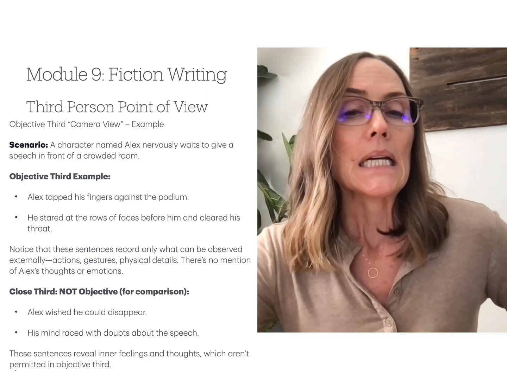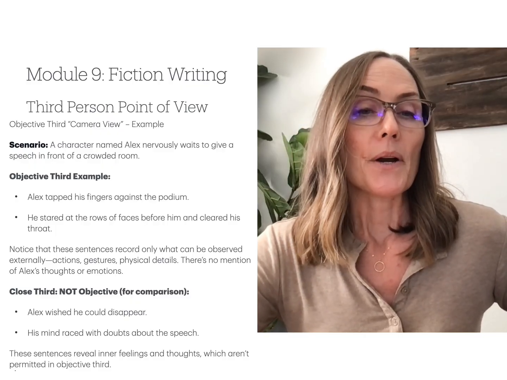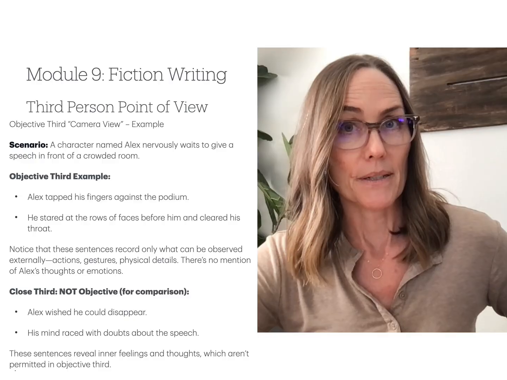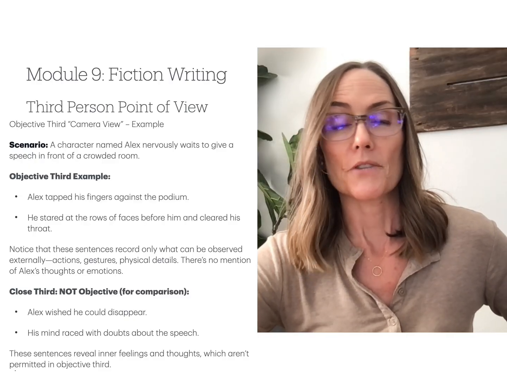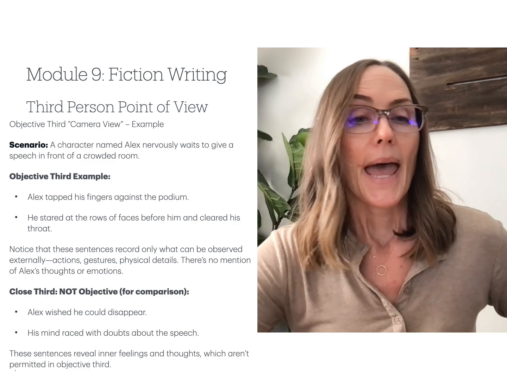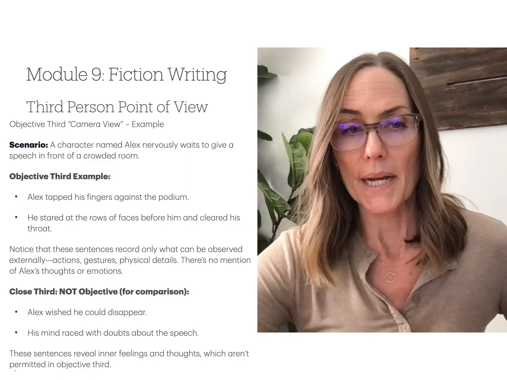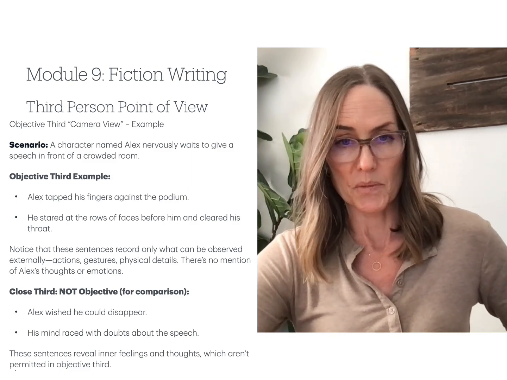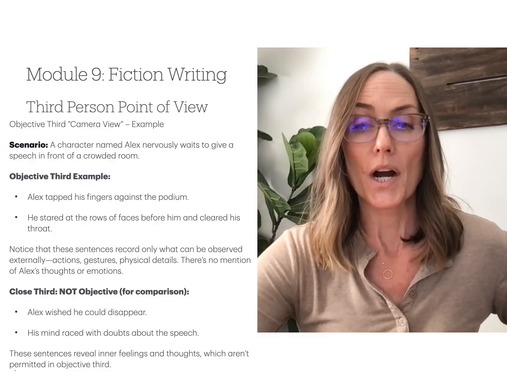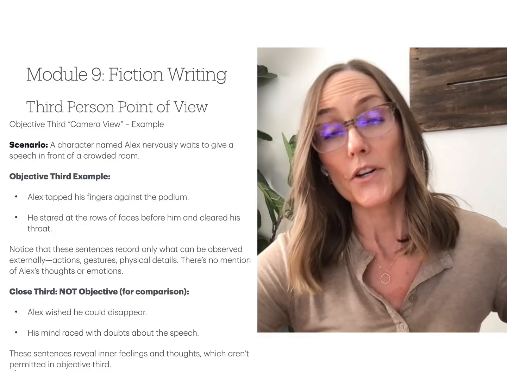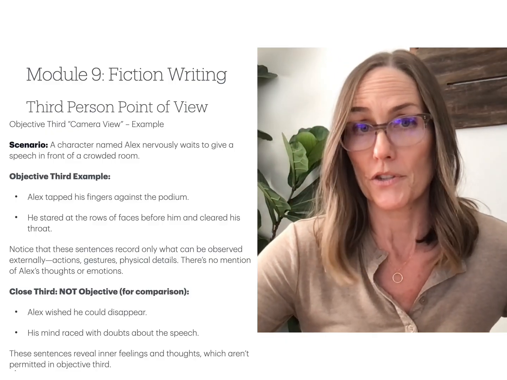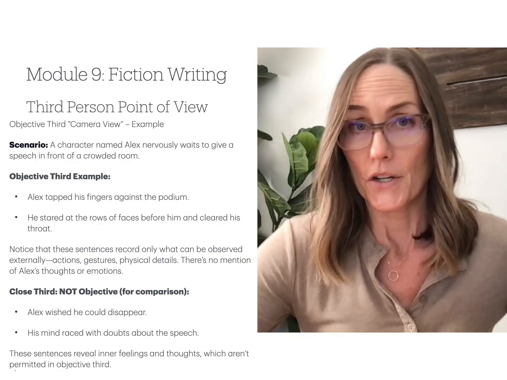Now, if we're in close third, we are not in an objective point of view. This is for comparison. Now, this is if you're inside Alex's head. Alex wished he could disappear. His mind raced with doubts about the speech. Now, these sentences reveal inner thoughts and feelings, which aren't permitted in objective third. Now, if your goal is to reveal inner thoughts and feelings, then a more close third can be a good option for you.